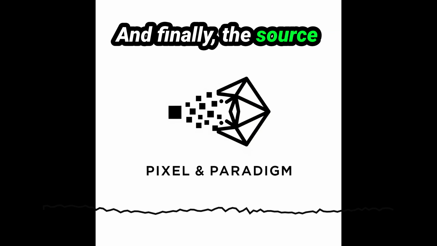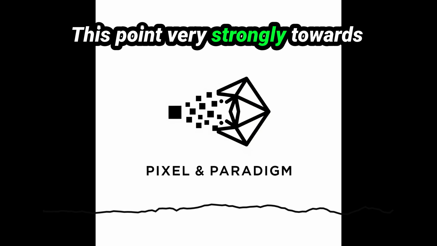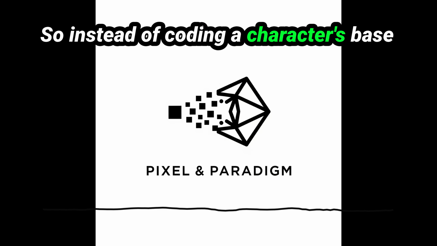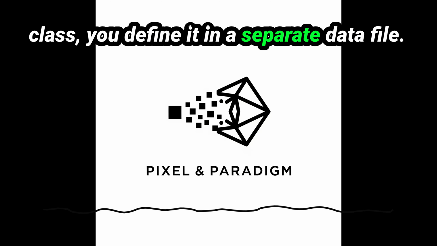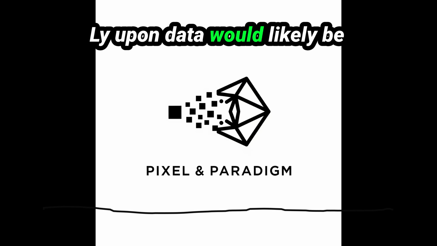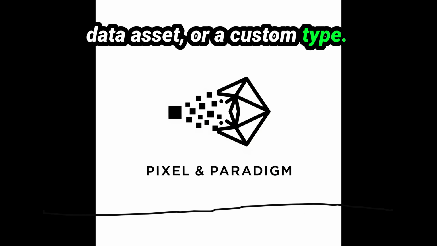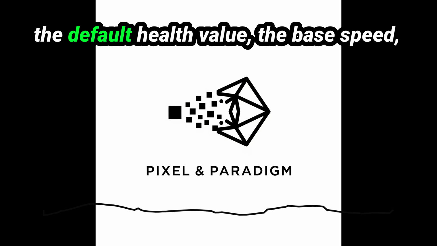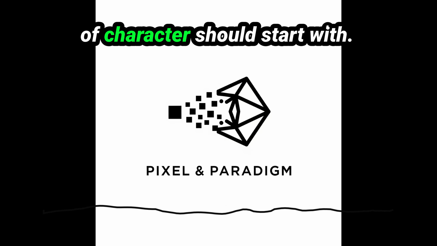And finally, the source material highlights LyraPawn data. What role would that play? This points very strongly towards a data-driven design philosophy. So instead of coding a character's base health or movement speed directly into its class, you define it in a separate data file. Precisely. LyraPawn data would likely be a data asset, like a blueprint data asset or a custom type. You'd create one of these assets in the editor and configure things like maybe the default health value, the base speed, perhaps which mesh to use, or crucially, which set of abilities this type of character should start with.